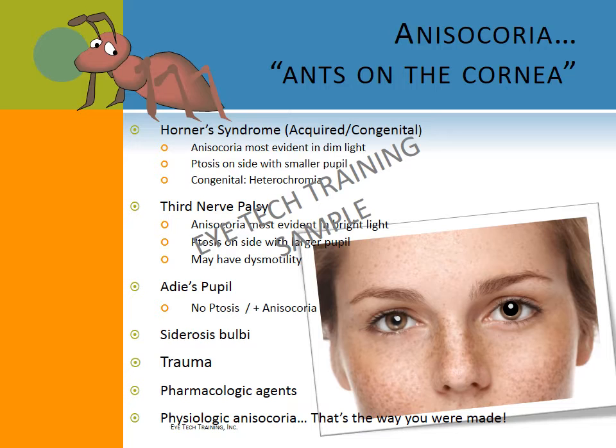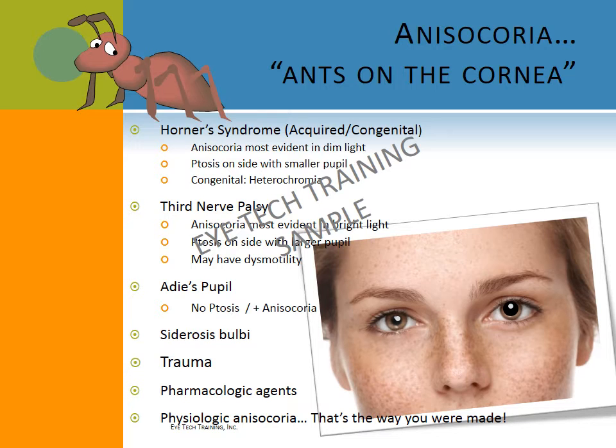Third cranial nerve palsy has an anisocoria greater with the bright lights on. So they'll have less of an anisocoria with dim lights. They'll have a ptotic lid on the side with the larger pupil.